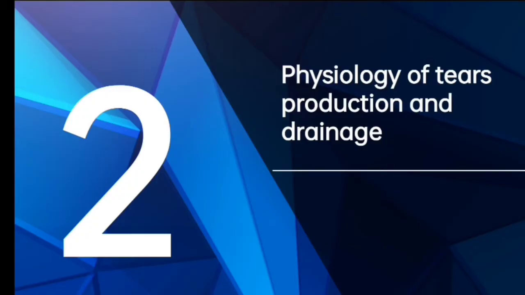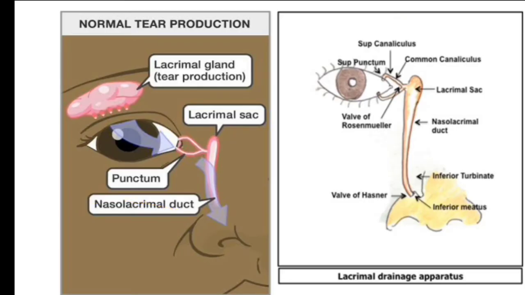Next, we will discuss the physiology of tear production and drainage of tears. The tears are produced from the lacrimal gland. Tears produced from the lacrimal gland moisturize the surface of the eye and then enter the lacrimal sac through the puncta and lacrimal canaliculi. From the lacrimal sac, the tears are drained into the lacrimal duct and then into the inferior meatus. From the inferior meatus, they are drained into the nose.